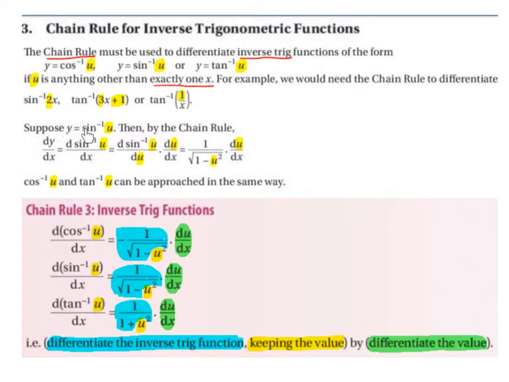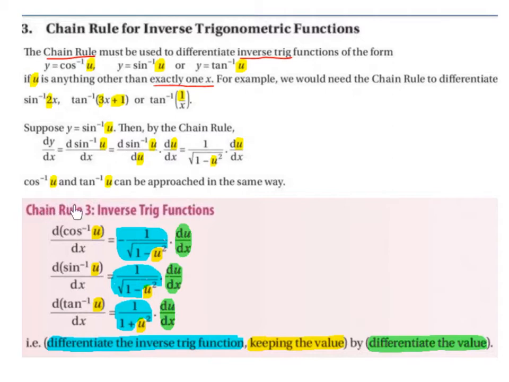Suppose y equals sine inverse function u, then by the chain rule, dy dx equals d sine inverse u dx, which is equal to d sine inverse u du multiplied by du dx, which is equal to 1 over root 1 minus u squared multiplied by du dx. Because we know the derivative of the inverse of sine is 1 over root 1 minus x squared, but in this case it would be u squared. And then we multiply it by du dx. So this is using the chain rule. And cos inverse u and tan inverse u can be approached in the same way.